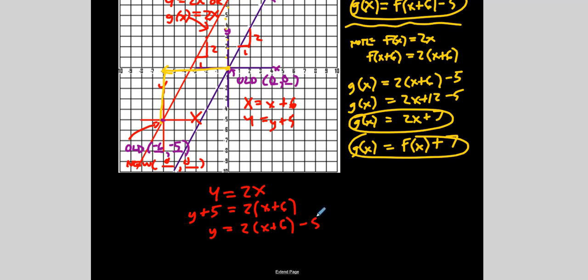minus 5. Okay, but again, f of x is equal to 2x, so f of x plus 6 is equal to 2 times quantity x plus 6, so let's call y now g of x. This is equivalent to f of x plus 6 minus 5, and then from this point, just what we got here, we could then derive these other two.